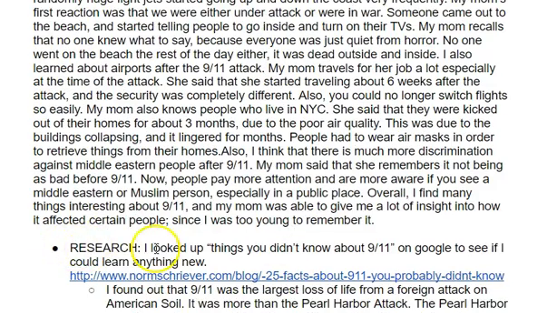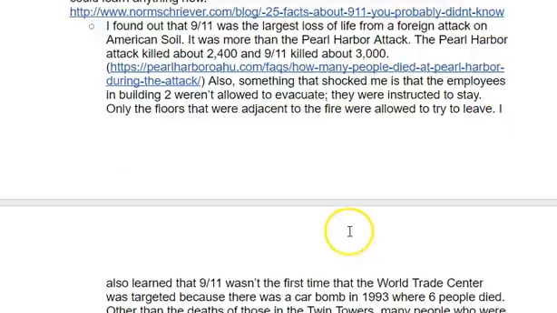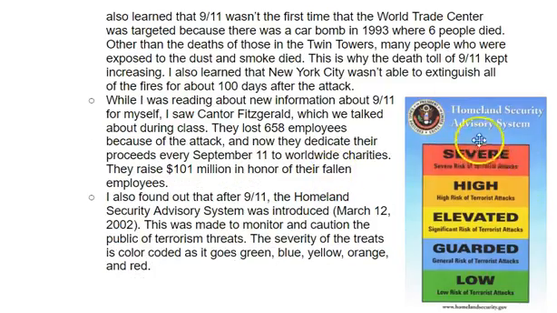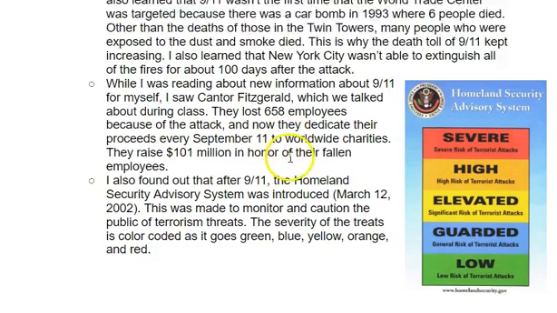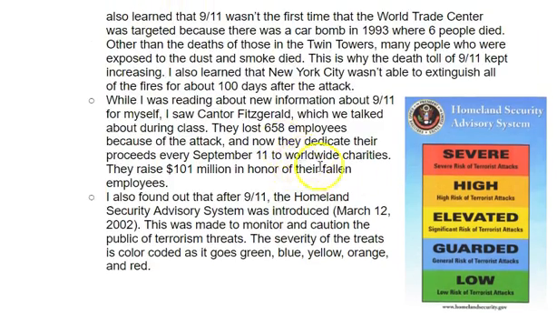And then they did additional research, just a quick Google search, things you didn't know about 9/11. And here's what this student found out. And then something that shocked me was people in building 2 weren't allowed to evacuate. And then they also learned about the Homeland Security Advisory System. And this is a bit more than you need to do, but that's a great first entry. I can tell the student is really interested in 9/11.